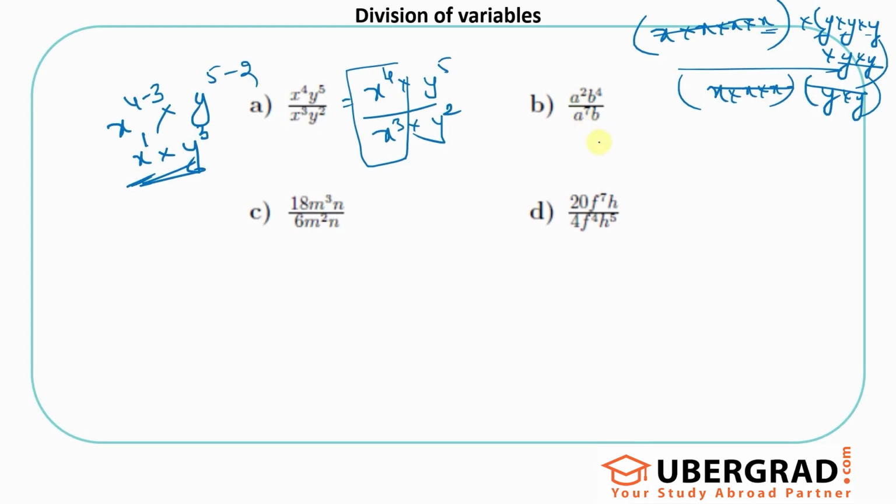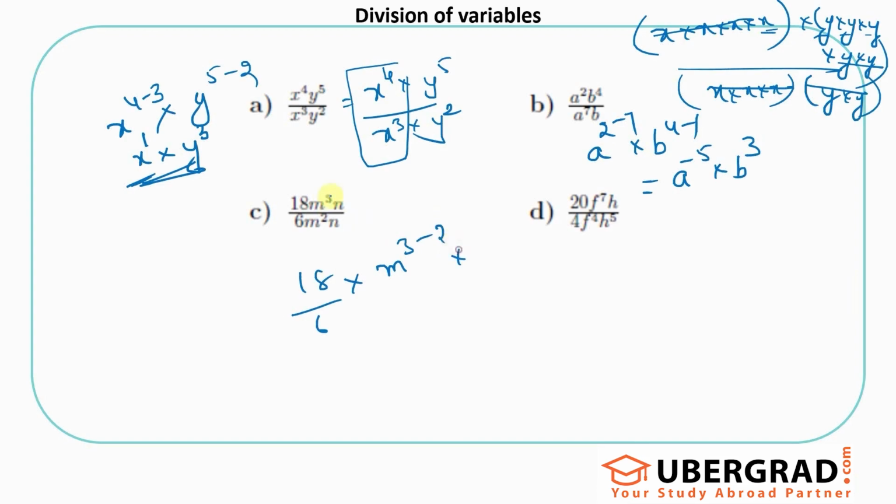So a power 2 by a power 7 is a power 2 minus 7 into b power 4 minus 1, that will be a power minus 5 into b power 3. This one, as I said, you do 18 by 6 into m power 3 minus 2 into n by n is like n power 1 minus 1, that's n power 0, like you get cancelled out in a way, so that's n power 0 is 1 into m power 3 minus 2 is m power 1, 6 1s are 6, 3s are 18, so that will give me 3 into m power 1, that's 3 into m.